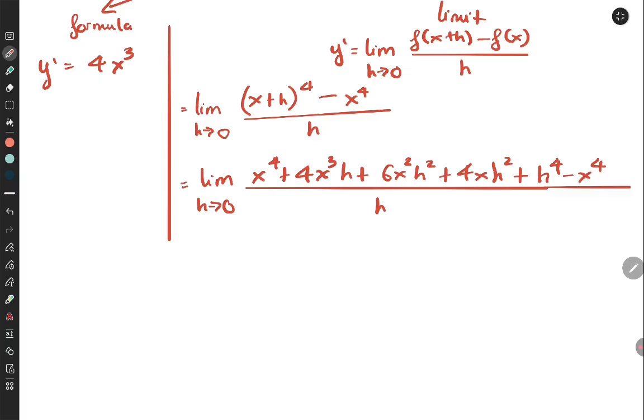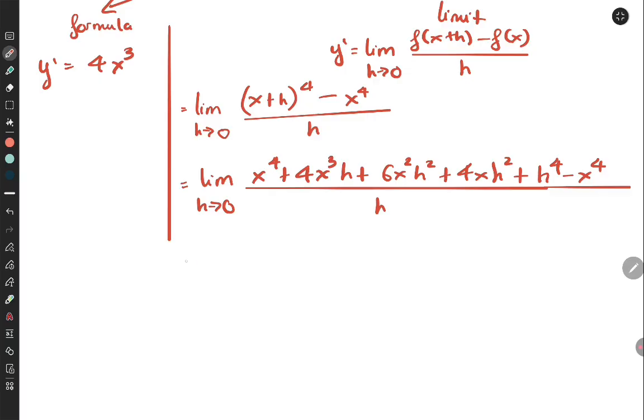This and this go away, and only the ones with a single h cancel. These two terms, right? These two h go away. This term, x squared, you still have an h after the cancel. You go to 0, that goes away. That's a 0. That's also 0, right? These two cancel. 0 here, 0 here, 0 here. These h go away. You have 4x cubed. There you go.